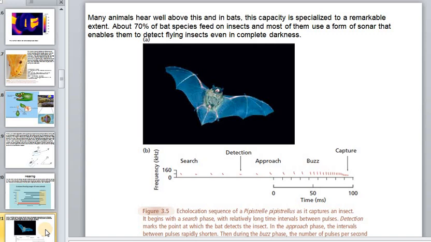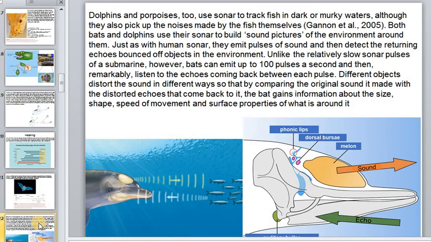About 70% of bat species feed on insects, and most of them use a form of sonar that enables them to detect flying insects even in darkness. This kind of detection is called echolocation. Dolphins and porpoises use sonar to track fish in dark waters, and they also pick up the noises made by the fish themselves.